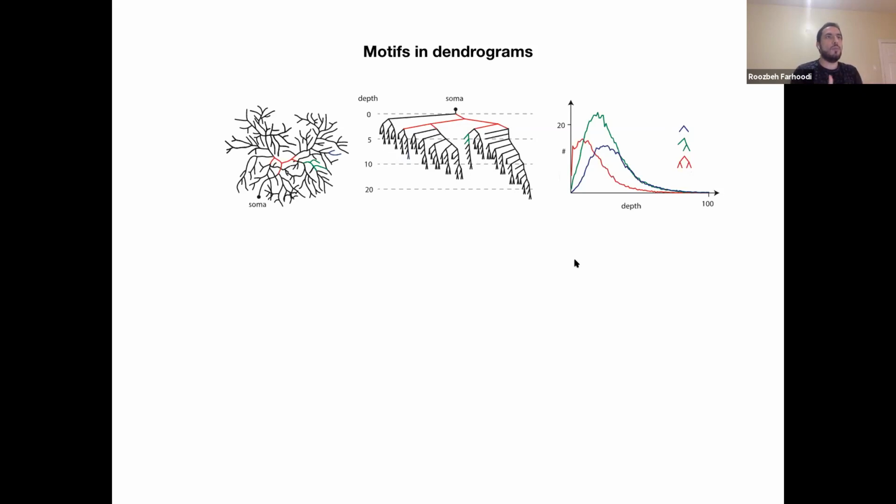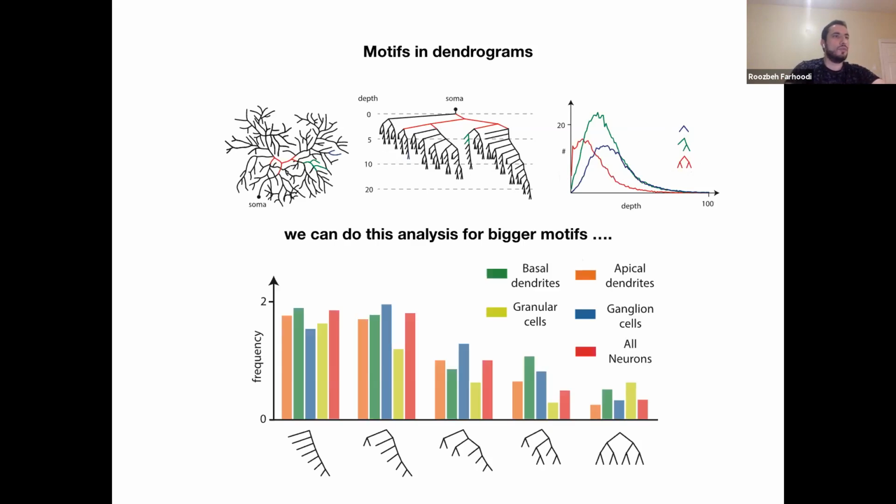And you can count the number of them at different depths and see how this profile changes from one cell type to another. This is, for example, for the Purkinje cell. You can do this for bigger motifs, these are the motifs I will call them, and you can sort them and differentiate different cell types.